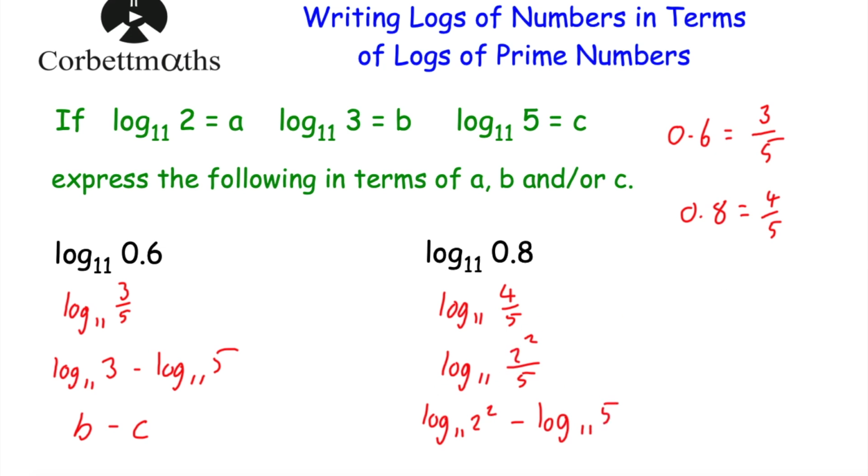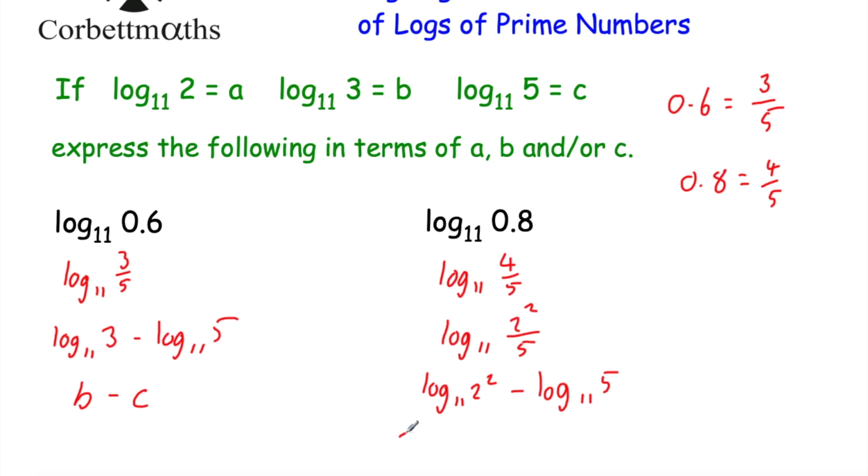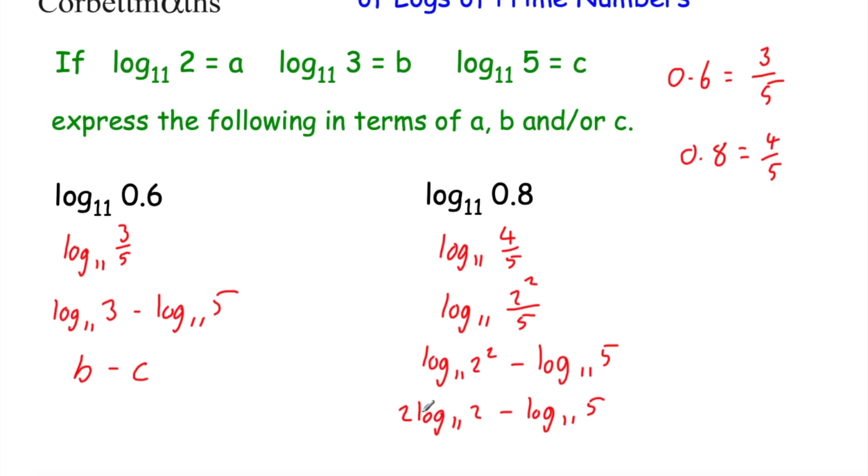Now let's bring down our power, that 2, so it'll be 2 log to base 11 of 2 minus log to base 11 of 5. And this is fantastic, because we know the log to base 11 of 2 is a, and the log to base 11 of 5 is c, so instead of 2 times this, it would be 2a, subtract c, and that's it. So the log to base 11 of 0.8 would be 2a minus c.